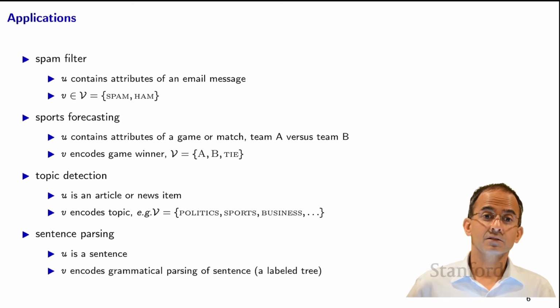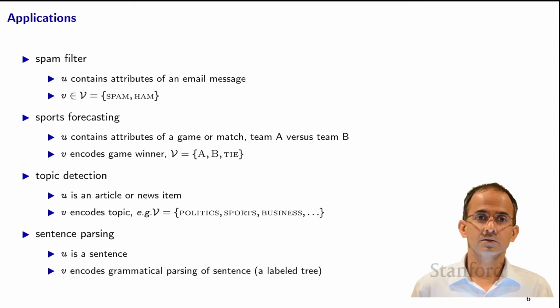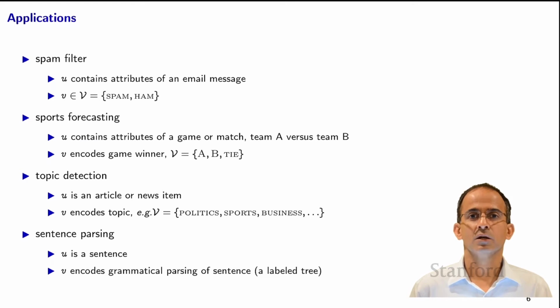Another example is sentence parsing, so U is a sentence, and V encodes the grammatical parsing of the sentence. So that is a tree structure that encodes the relationships between the nouns, the verbs, the adjectives, the adverbs, and all of the other possible parts of speech.